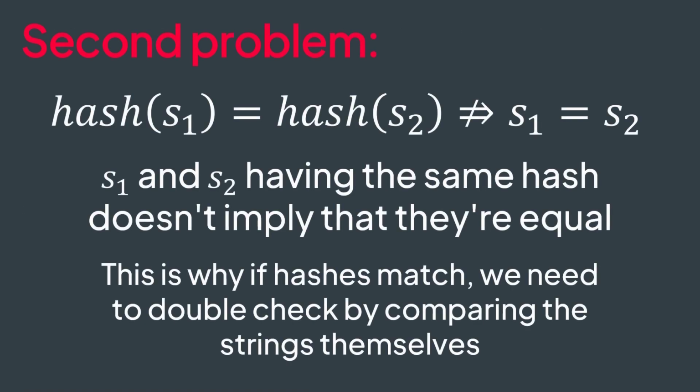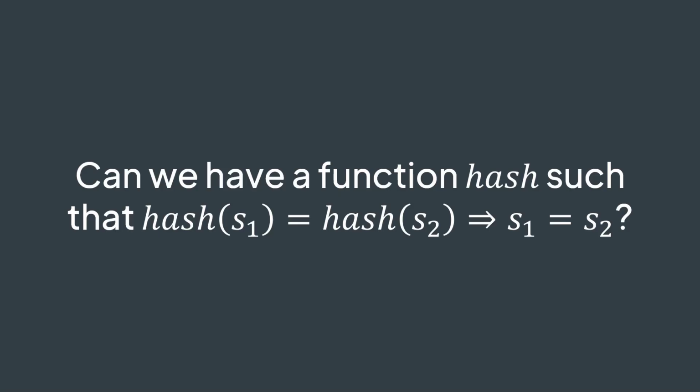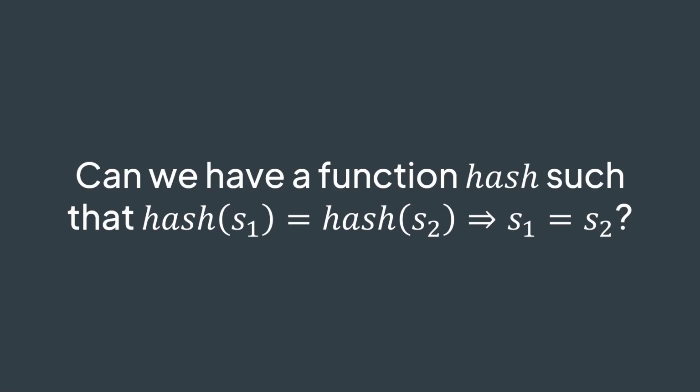We still have the second problem, is that two keys with the same hash doesn't mean that they're equal, which requires us to double check by comparing the strings, which is in O of m time. Can we have a hashing function that gives a unique hash to each key? Because if it's the case, we don't need to double check anymore. This is what we want. Well, this concept exists, it's called perfect hashing, we talked about it before. But because we have a huge number of possible keys in our case, it's impractical.